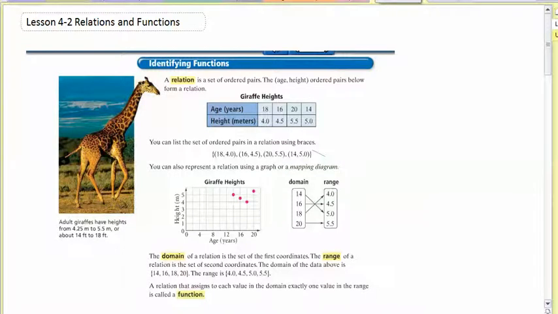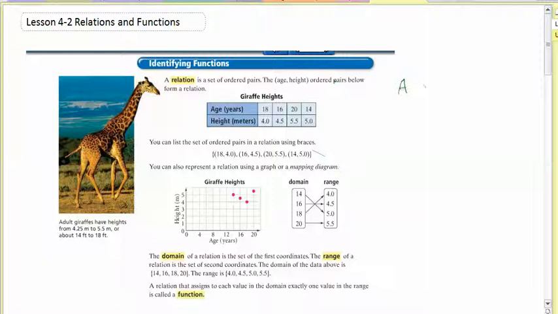Okay, today's lesson is 4-2, Relations and Functions. I just took some screenshots from your textbook. So we're going to look at the definition of a relation, and we're just going to take it directly from the textbook. So I would like you to write down the definition.